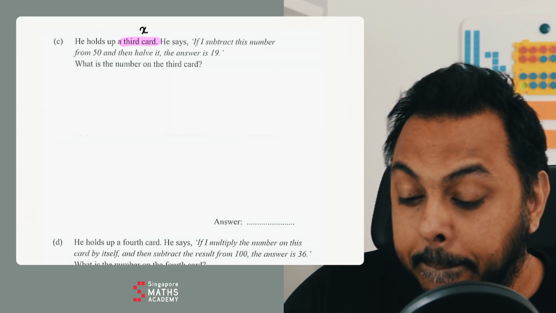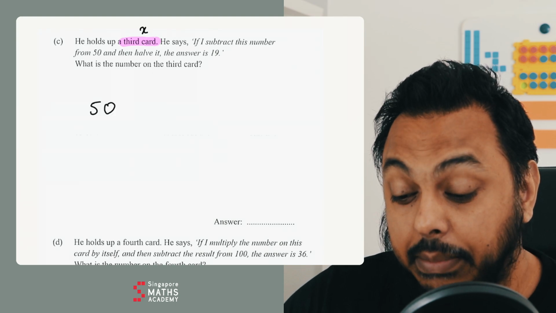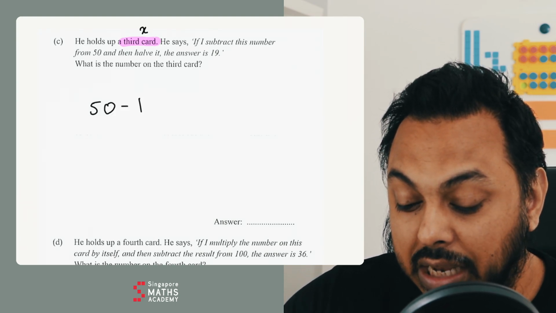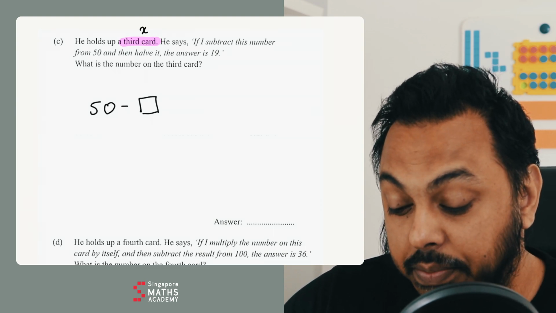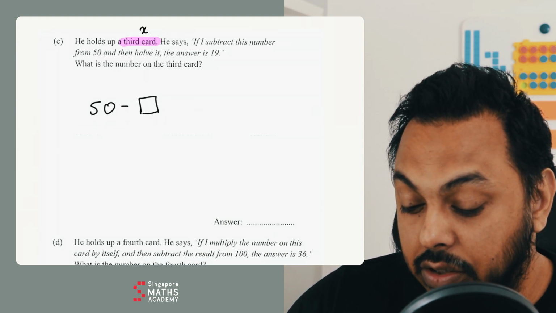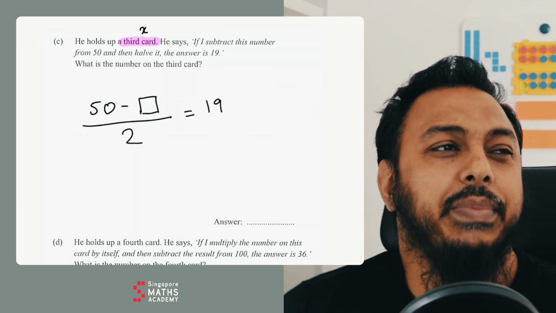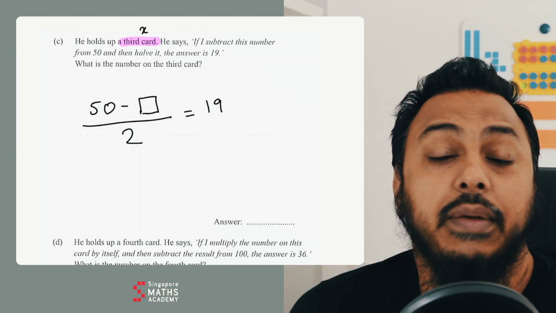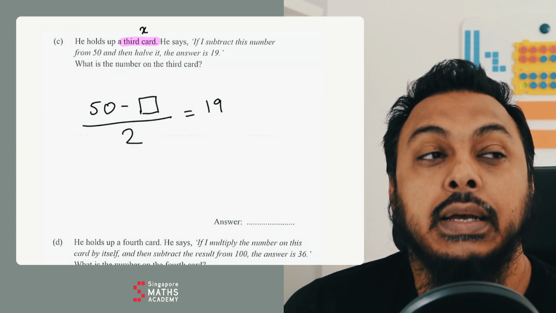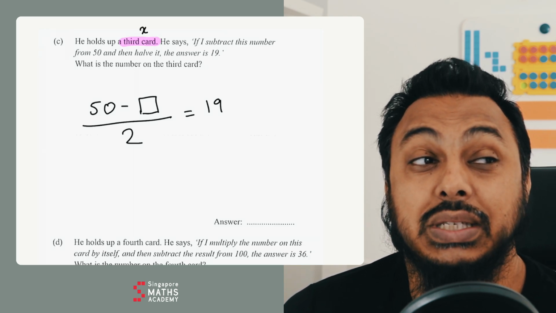It could be anything, it could be a blank square, for example. That's also fine. But it says if I subtract this number from 50, so I've got 50, I'm subtracting that number from 50. I don't know what it is, so I'm going to put a box, or you can put an X or whatever you want, and then I halve all of that. That gives me 19. So I have something like this: 50 take away something, divided by 2, gives me 19. So before I divided by 2, it must have been double 19, which is 38.